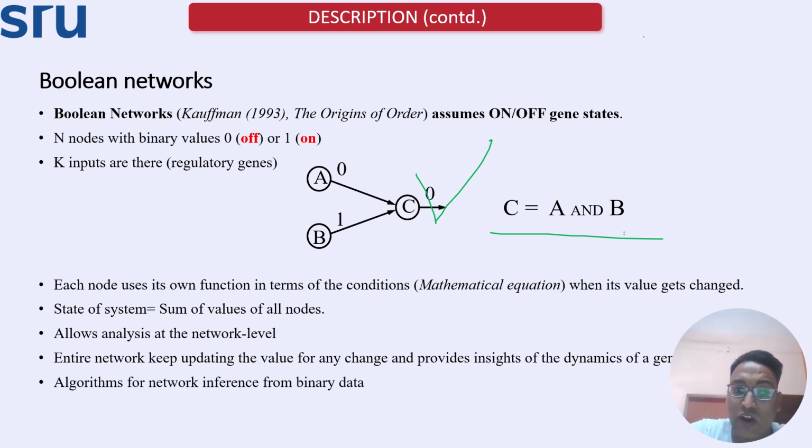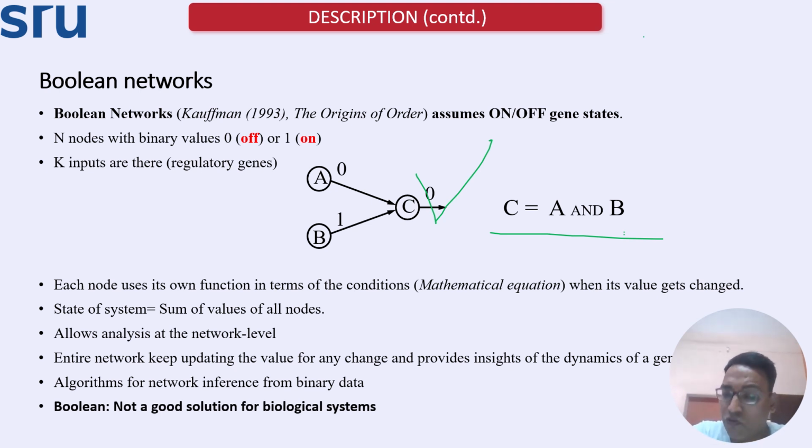See, so we started building algorithms for network inference from binary data. But binary is not a good solution for biological systems. Can somebody understand how?